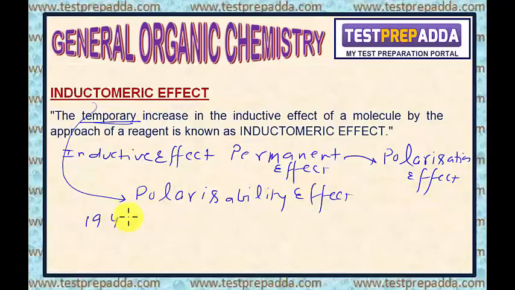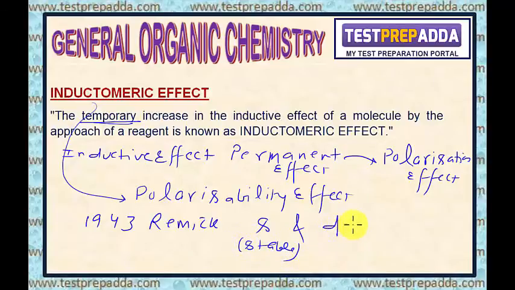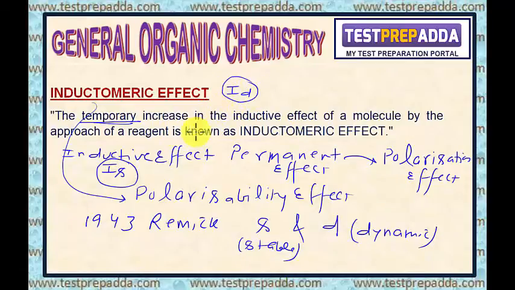In 1943, Remick used the scripts S and D for permanent and temporary effects. S means stable and D means dynamic. So for inductive effect, he wrote IS. S for the stable means permanent, and for inductomeric effect he wrote ID. My point is clear. So this is all about inductomeric effect.